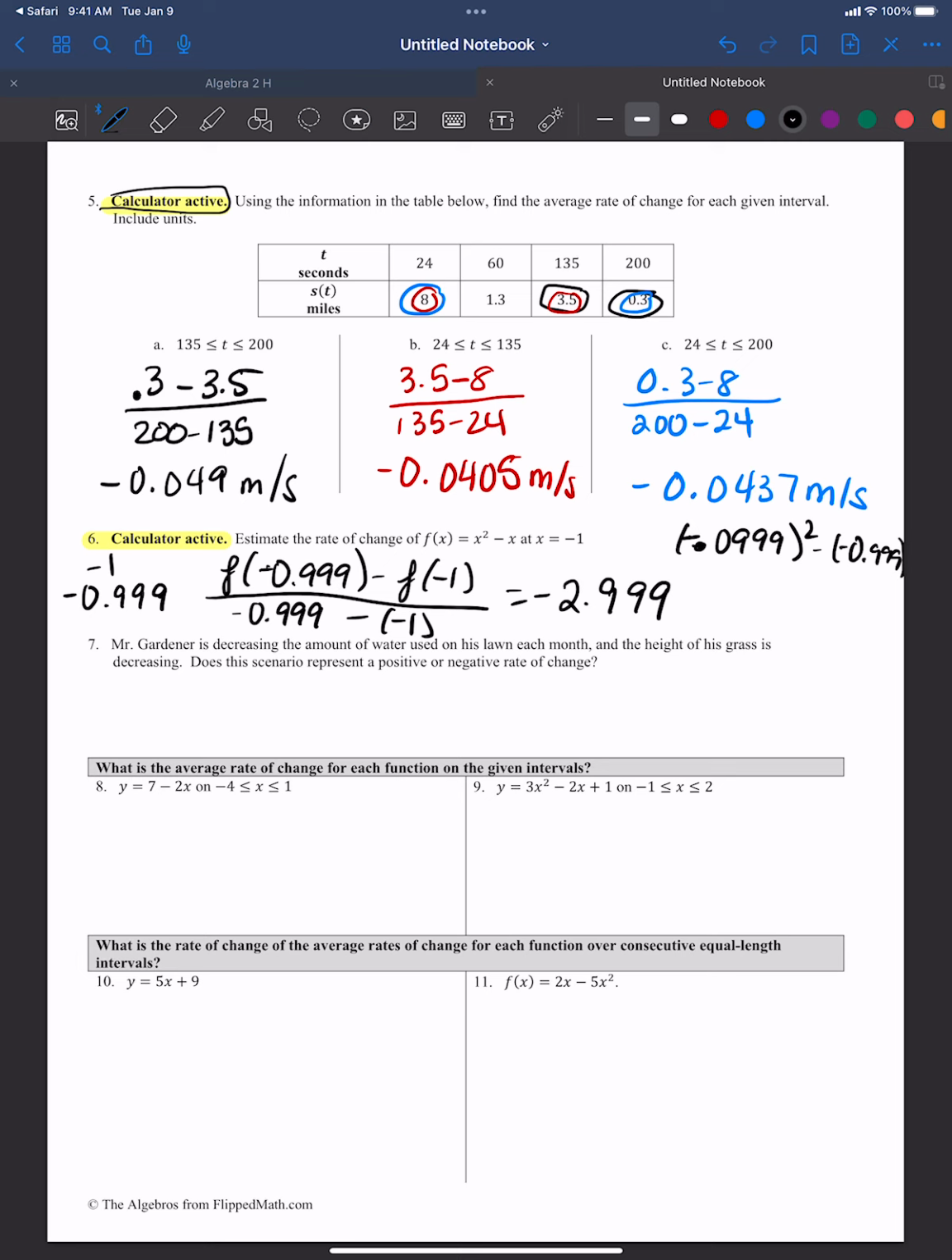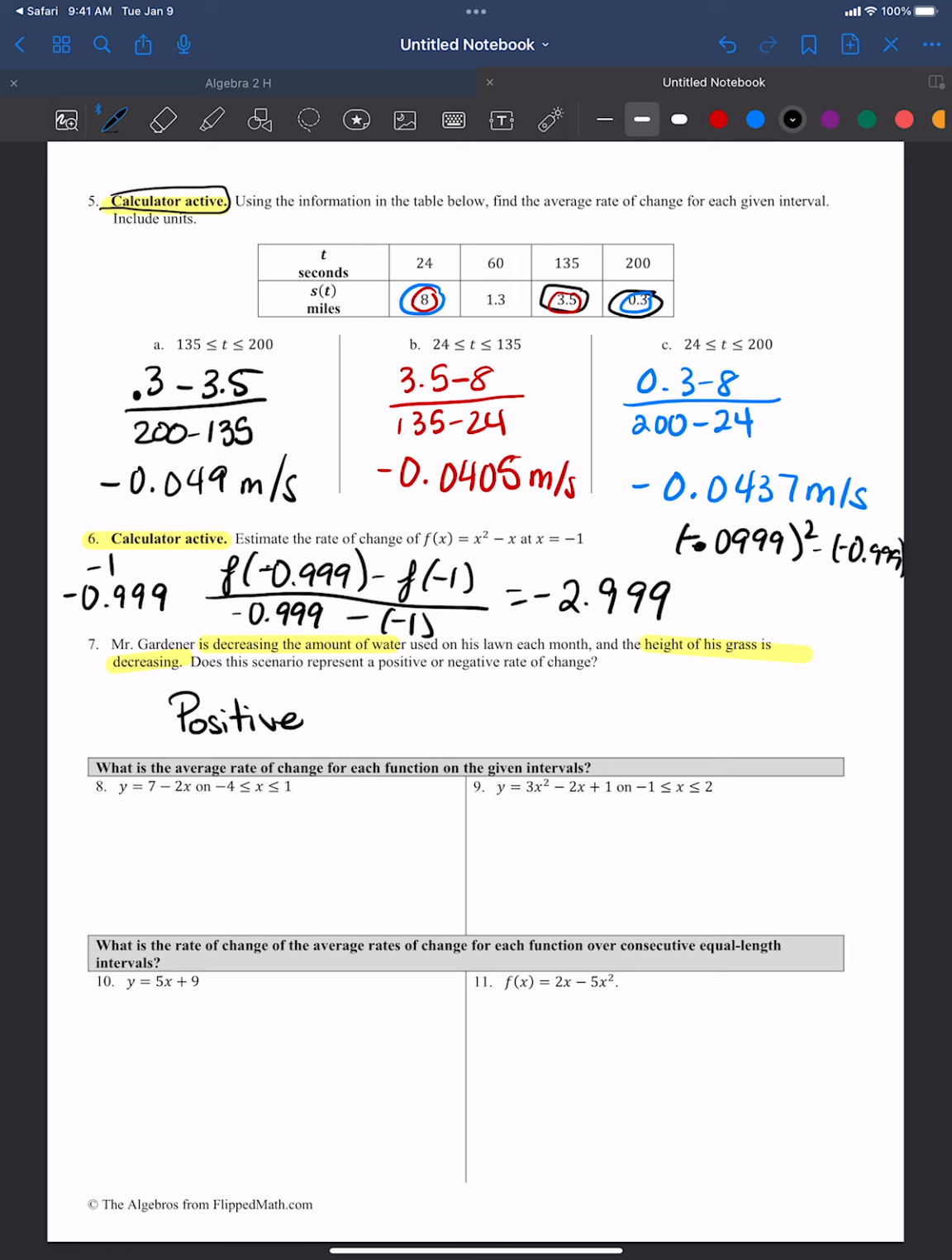Now, number 7, Mr. Gardner is decreasing the amount of water used on the lawns each month, and the height of his grass is decreasing. Does this scenario represent a positive or negative rate of change? Now, this question is a bit confusing. We want to automatically say negative because it is decreasing. However, it's actually a positive rate of change.